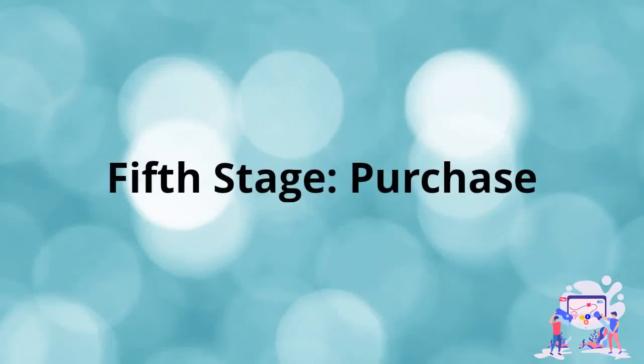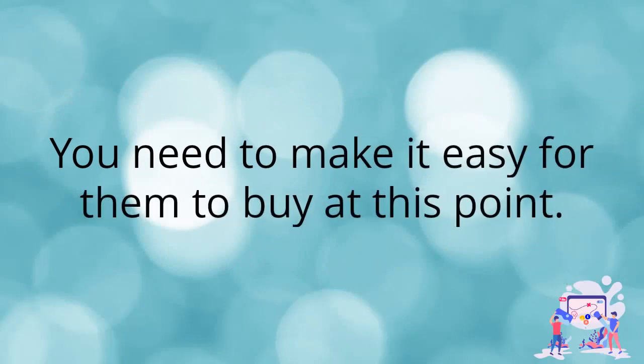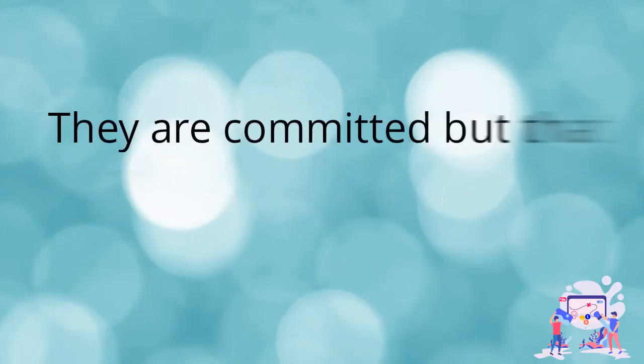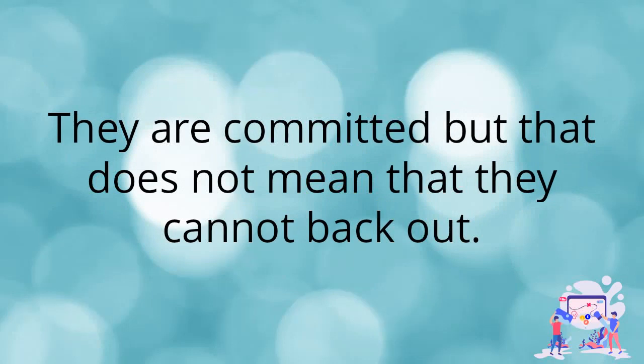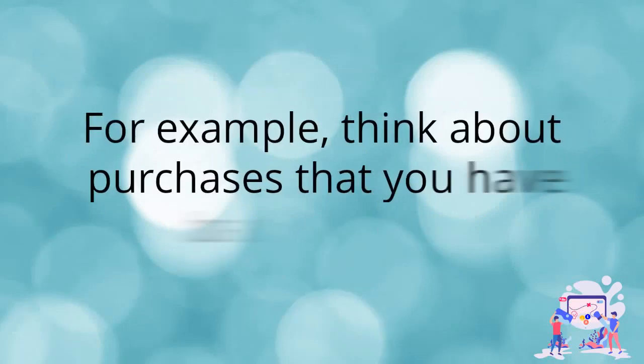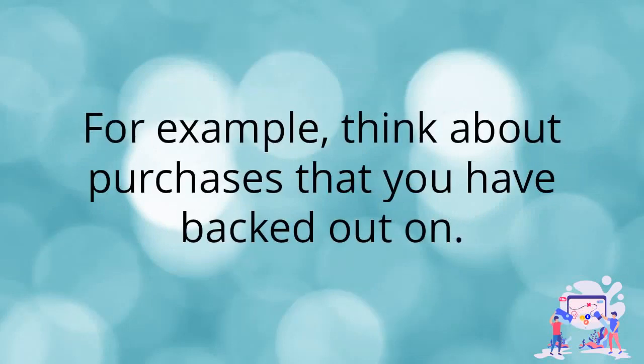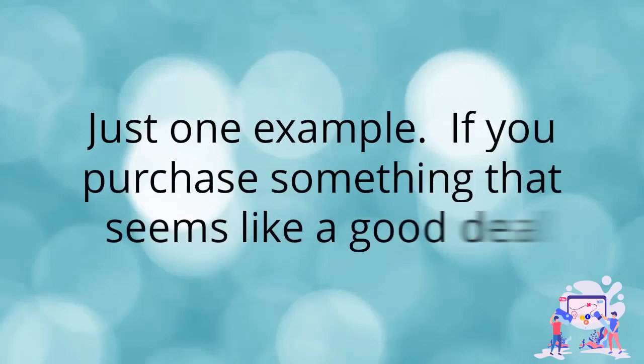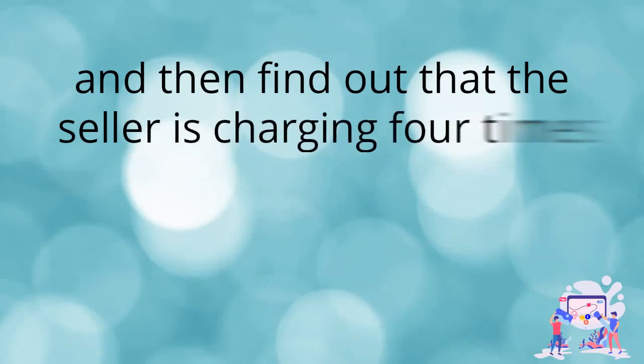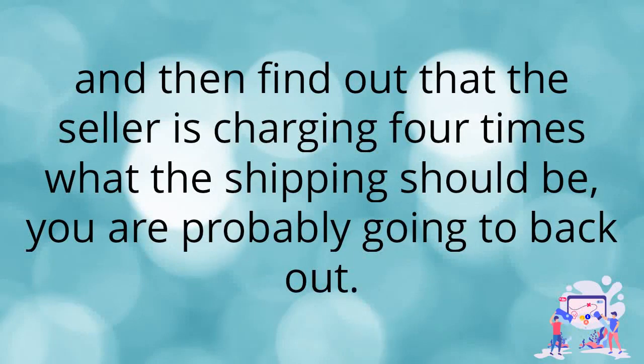The next step in the buying process is the purchase stage. You need to make it easy for them to buy at this point. They are committed, but that does not mean that they cannot back out. For example, think about purchases that you have backed out on. Just one example: if you purchase something that seems like a good deal, and then find out that the seller is charging 4 times what the shipping should be, you are probably going to back out.